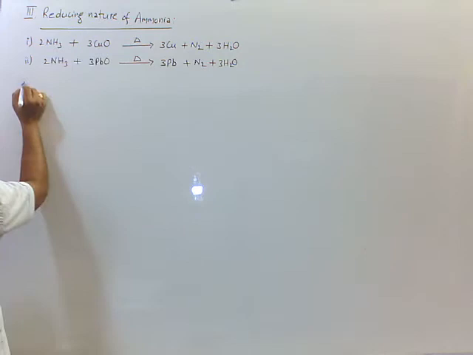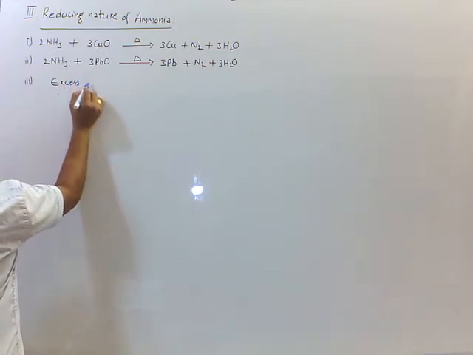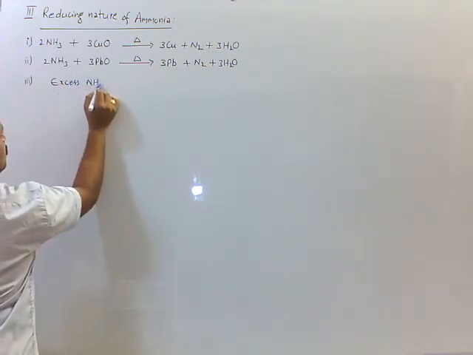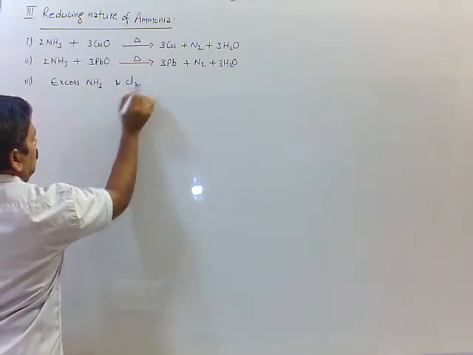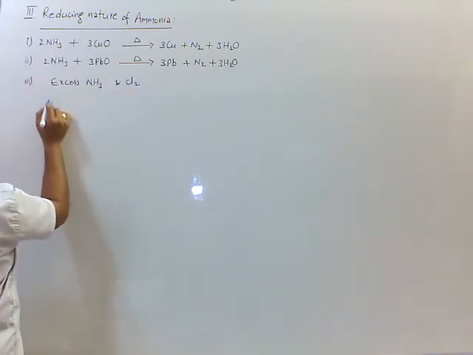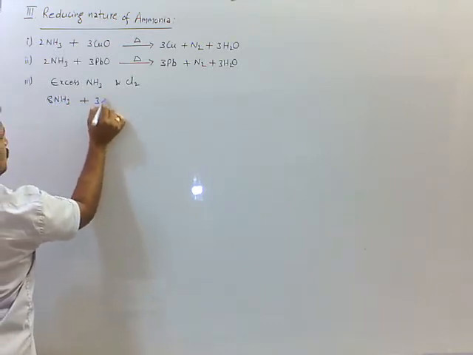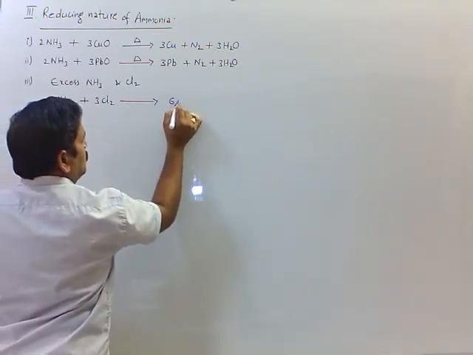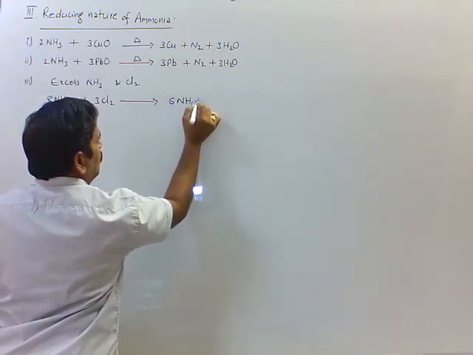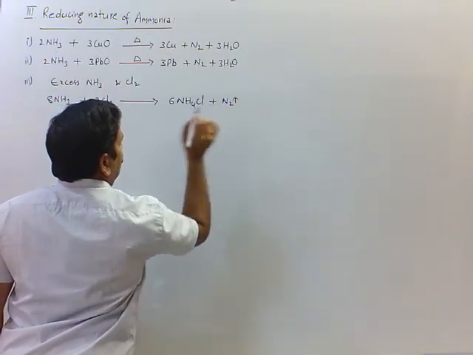Third one is excess ammonia and chlorine. Reaction is 8NH3 plus 3Cl2 gives rise to 6NH4Cl, ammonium chloride, and nitrogen gas is evolved.